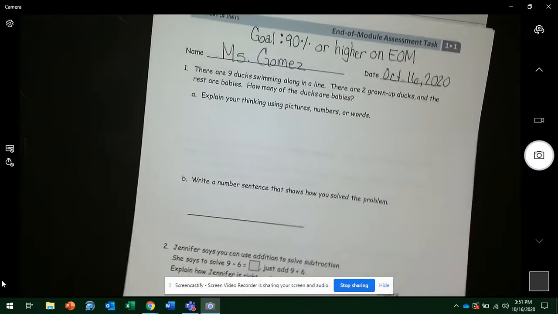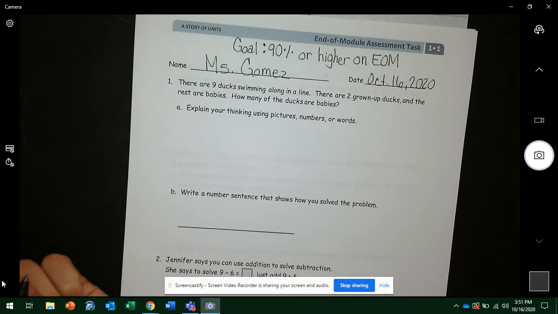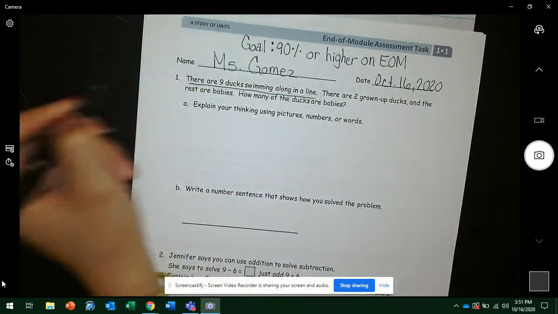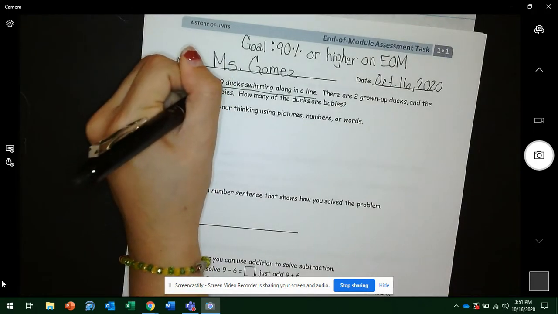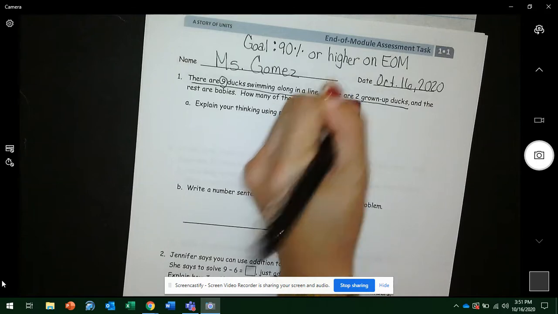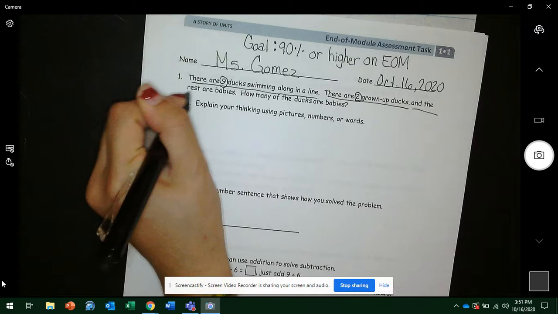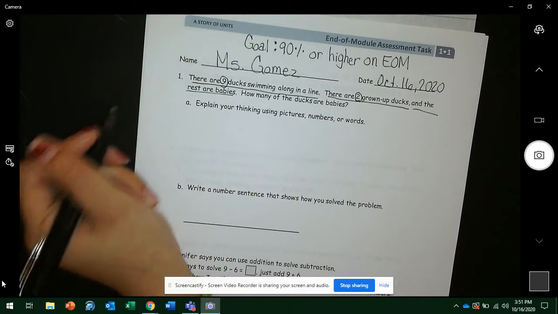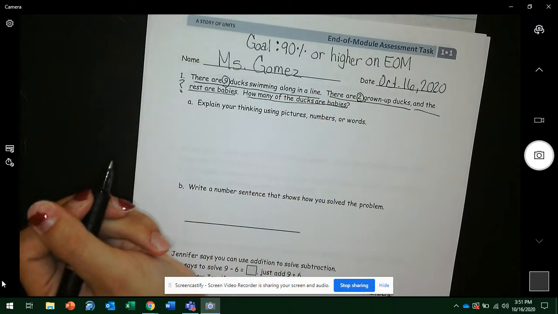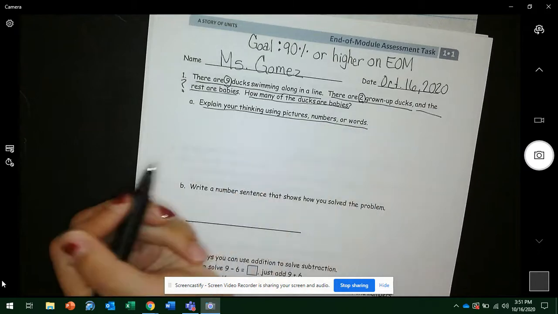Remember, if at any time you need more time, you can go ahead and press pause and press play when you're ready. So number 1 says, there are 9 ducks swimming along in a line. How many ducks? 9. There are 2 grown-up ducks. How many grown-up ducks? 2. And the rest are babies. Do we know how many are babies? No. How many of the ducks are babies? For part A, it says explain your thinking using pictures, numbers, or words.